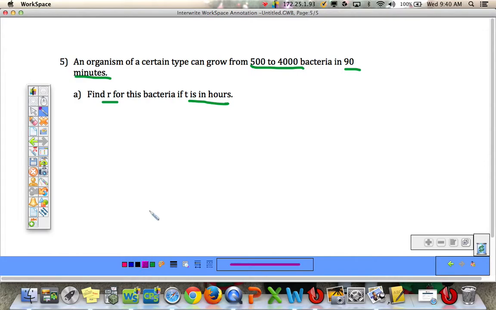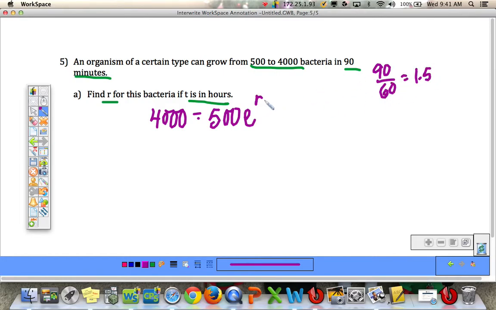Okay, we're going to use Pert. It's continuously growing. We want to know what equals 4,000. All right, we don't know r, but we know time. It's given as 90 minutes, but t is in hours, so we have to figure out how many hours is 90 minutes. We can do 90 divided by 60. We get 1.5 hours, so 90 minutes is 1.5 hours. So we'll put that in for time.